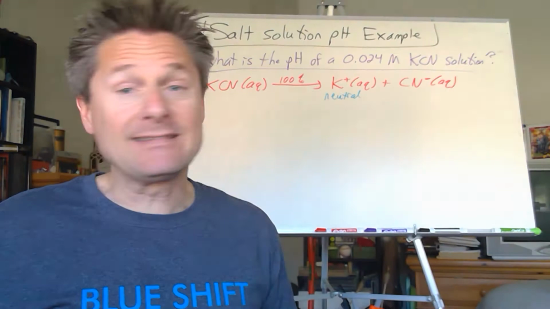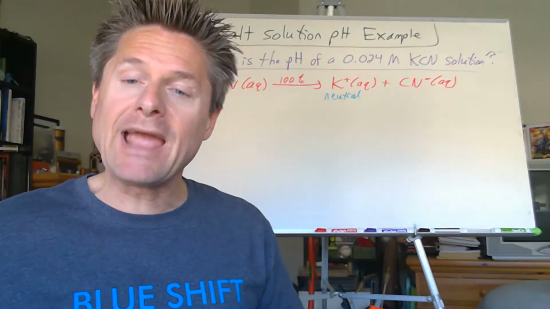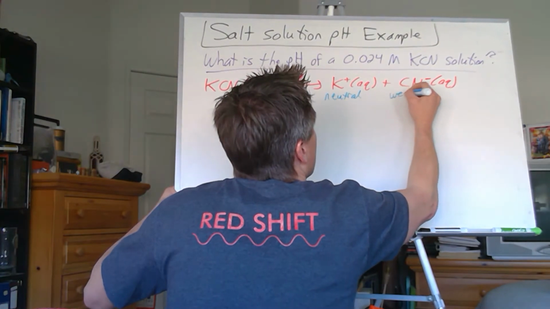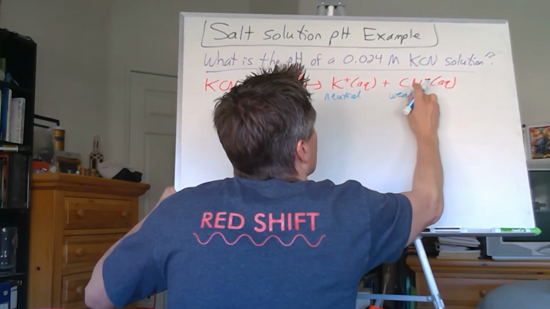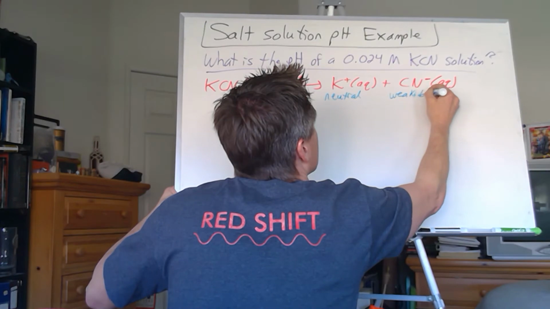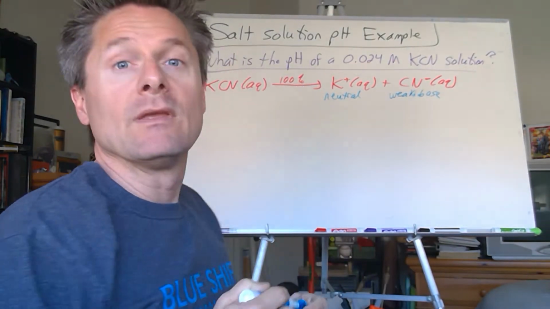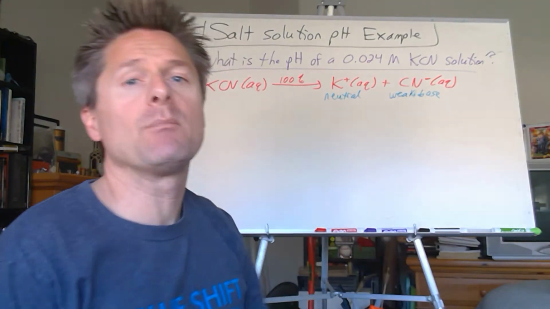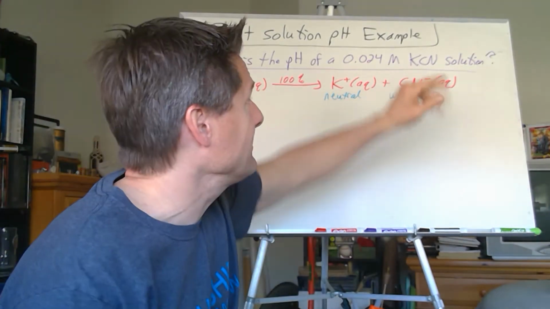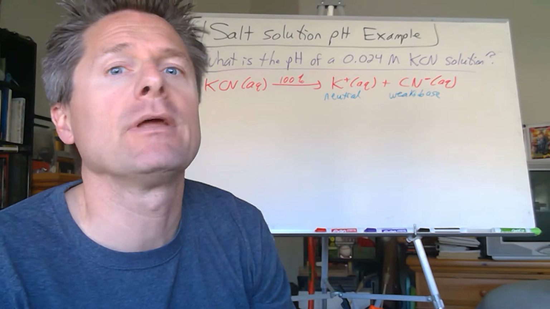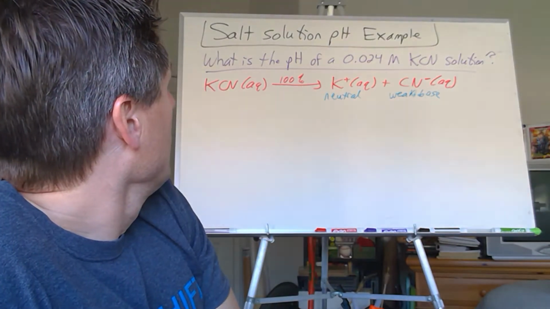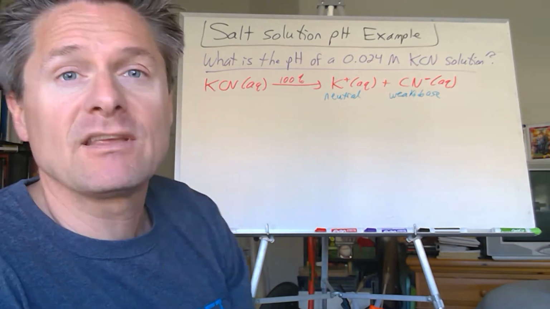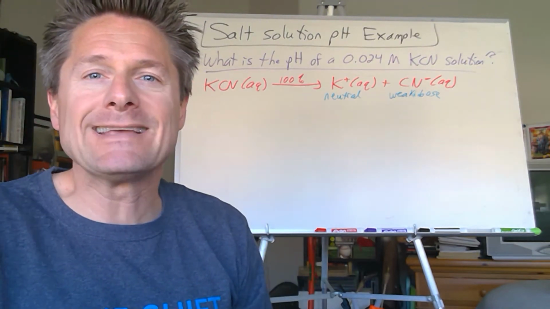This doesn't give me the Kb value though. The cyanide ion is going to react with water, so this will be weakly basic. I'll just put weak base. So I know that since this is neutral and that's a weak base, the pH of this potassium cyanide solution is going to be greater than 7. It's got to be greater because we have a weak base. So let's attack this problem.